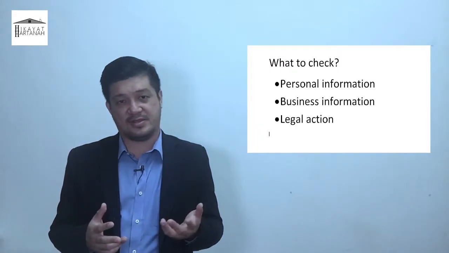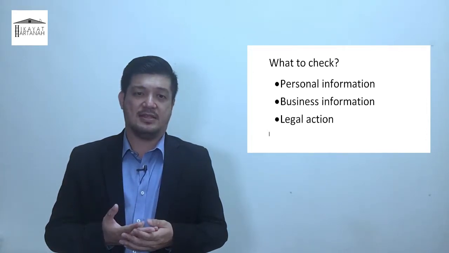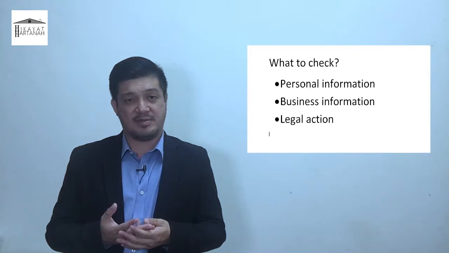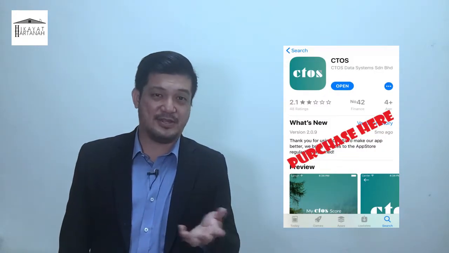So what do we need to check as consumers from CTOS? First, we need to check our personal information such as full name, IC, and address, to see whether it's updated. Next, if you have a business, check whether your business information is updated. And third, the most important one, is the legal action. Is there any legal claim against you that you don't know about? Or perhaps you filed a legal claim and you don't know about it. Surprise!